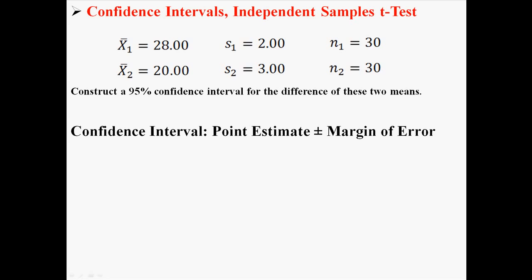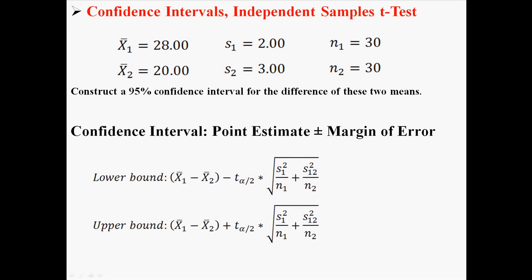Now first of all, remember that a confidence interval is just a point estimate plus or minus the margin of error. So that means we're going to end up with two values, a lower bound and an upper bound. And we're going to be 95% confident that the mean is somewhere between those 2 points. So these are the equations for the lower bound and the upper bound in a t-test. Notice that we already know the sample means for sample 1 and sample 2, the sample standard deviations for sample 1 and sample 2, and the sizes of sample 1 and sample 2.